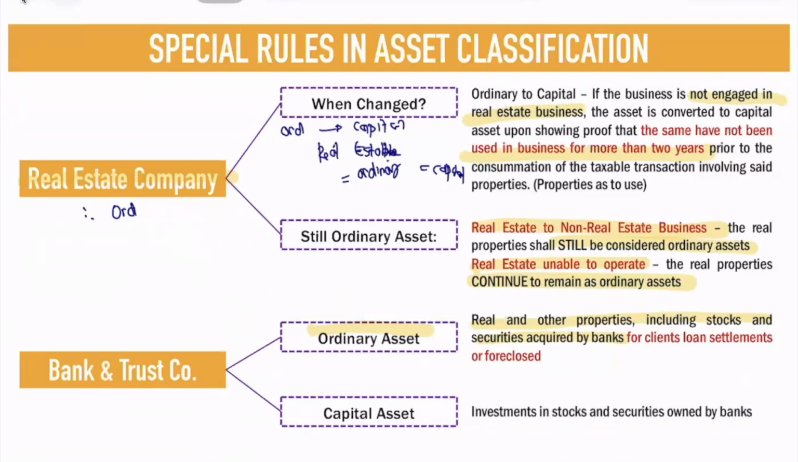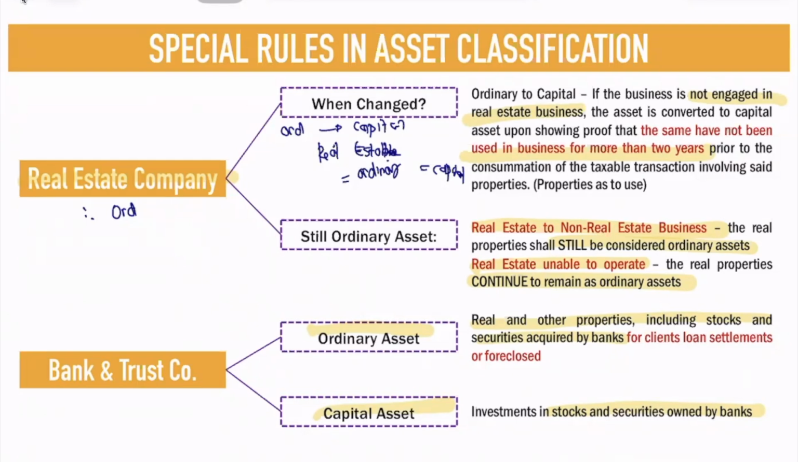A capital asset are assets of a bank and trust company for stocks and securities owned by them. So any stocks or securities owned by banks are considered as capital asset because normally this is not already about deposit or lending. Okay? Not already about deposit or lending, therefore it is a capital asset. Again, for bank and trust company, if you foreclose properties in payment of loan settlements, then it is considered ordinary asset. Capital assets are your stocks and securities owned by banks.